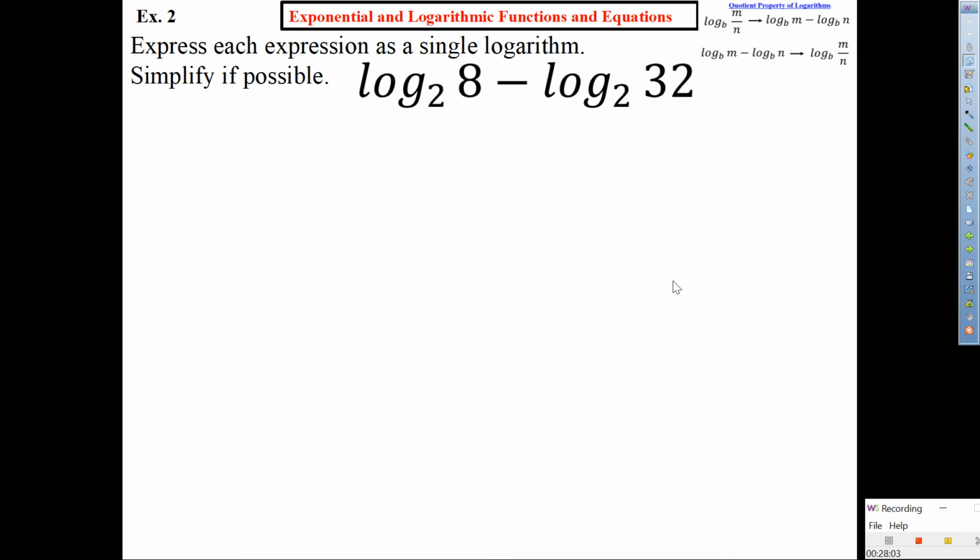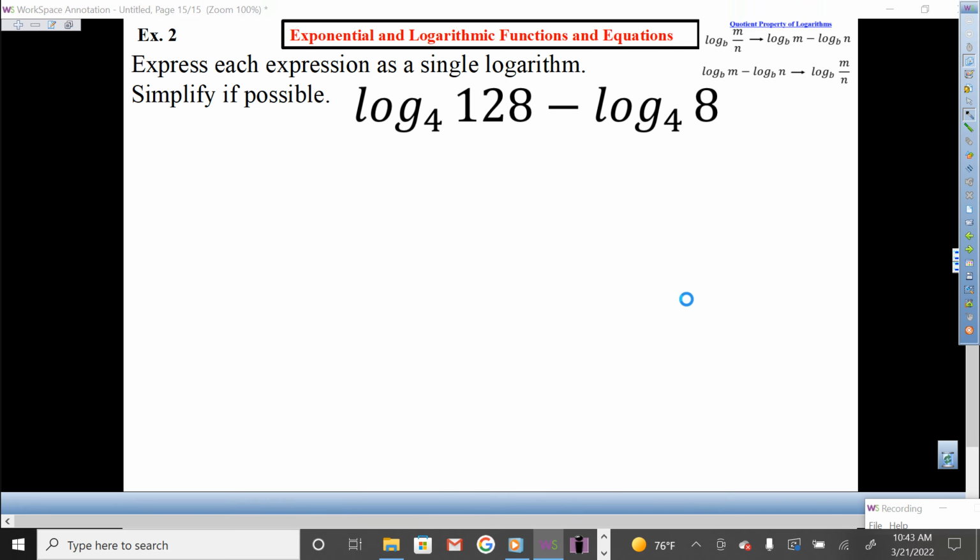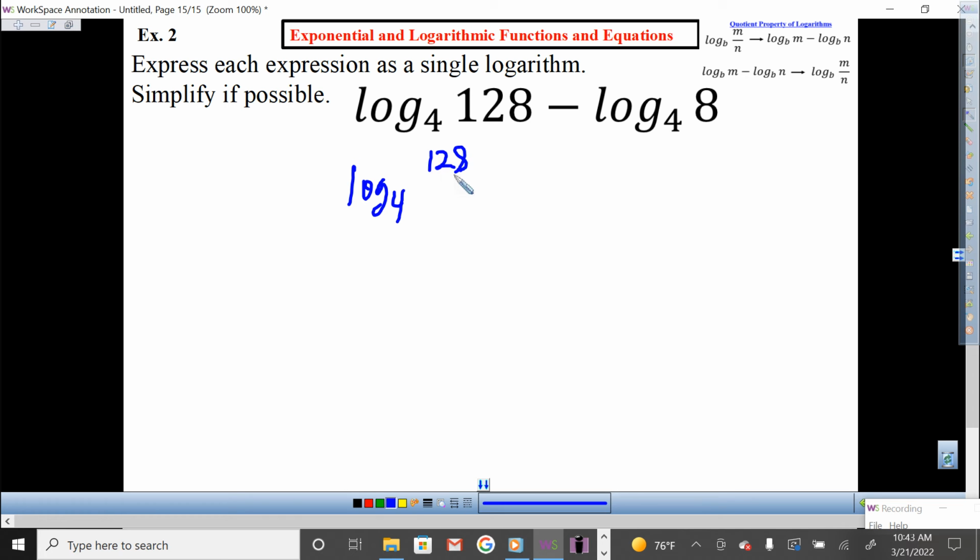Log base 4 of 128 minus log base 4 of 8. Copy that and go. I'll give you some time. All right, get us started, please. Humberto, what do I write? Log base 4 of 128 over 8. Have you got that?